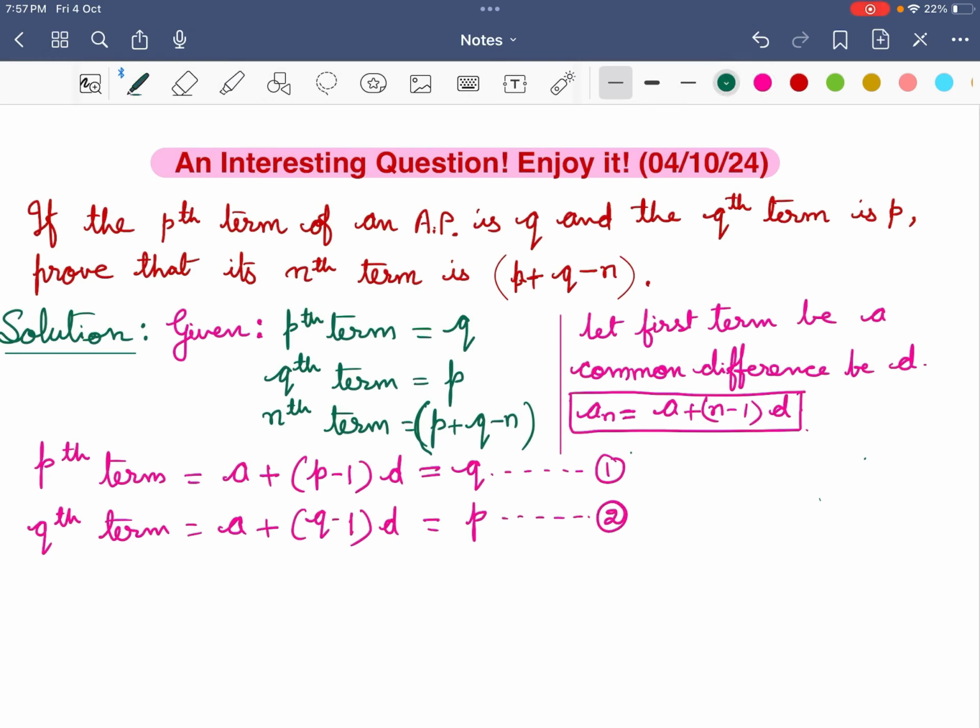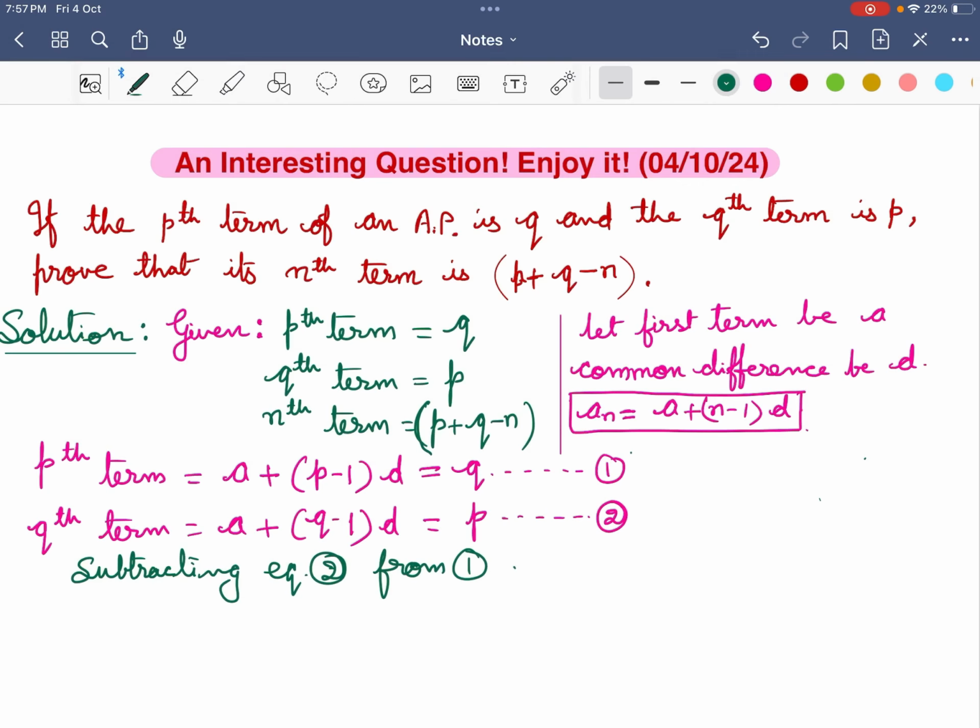Now what can we do? We want to cancel this a term. Both are in plus, so if we subtract, it will be cancelled. So the next step is subtracting equation 2 from equation 1. We need to change the signs of equation 2, as the minus will be multiplied.